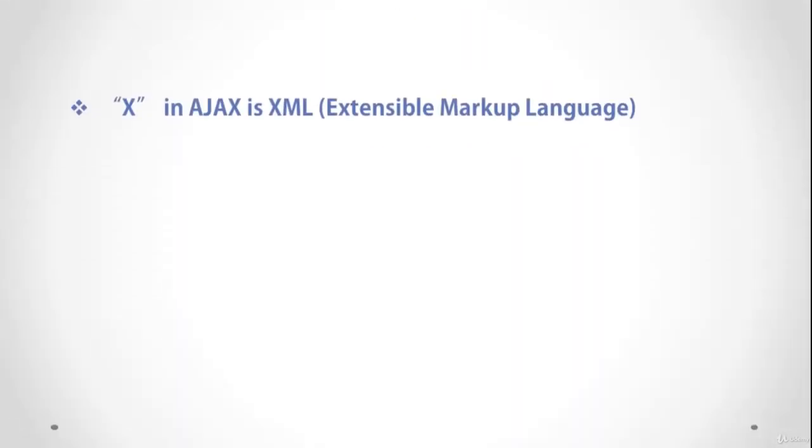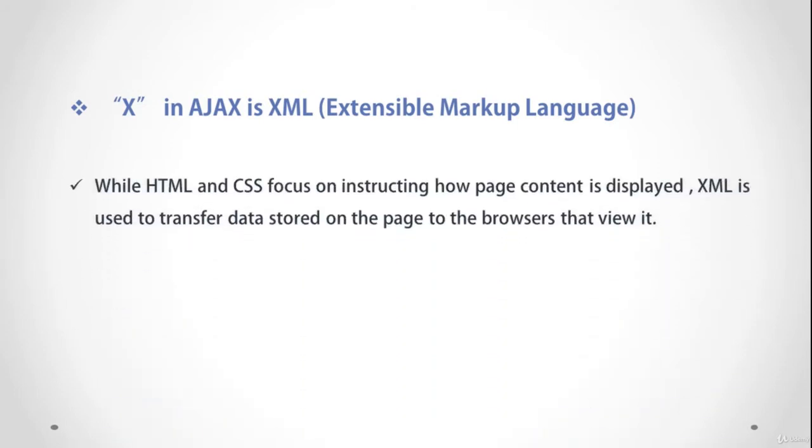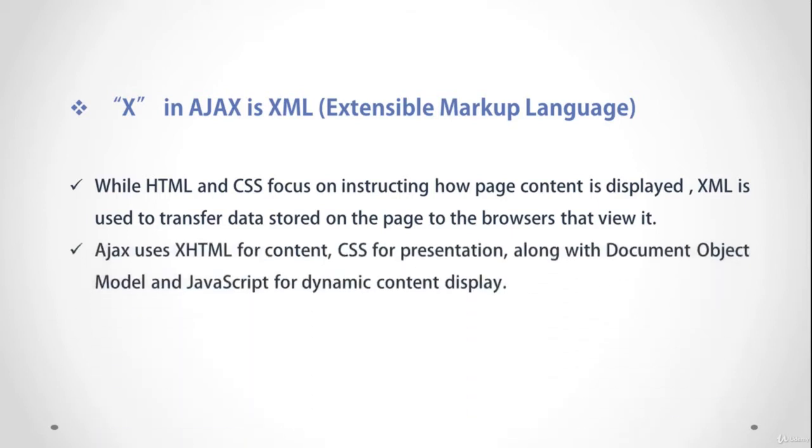The X in Ajax is XML, which stands for Extensible Markup Language. While HTML and CSS focus on instructing how page content is displayed, like paragraphs, headers, fonts, and colors, XML is used to transfer data on the web page to the browser that views it. Ajax uses XHTML for content, CSS for presentation, along with the document object model and JavaScript for dynamic content display.